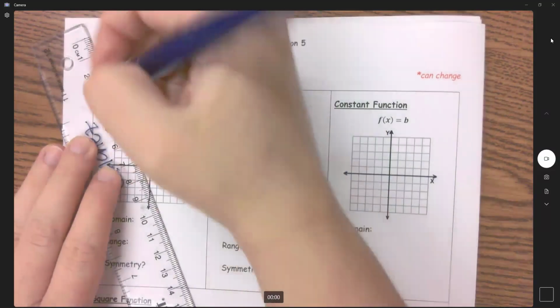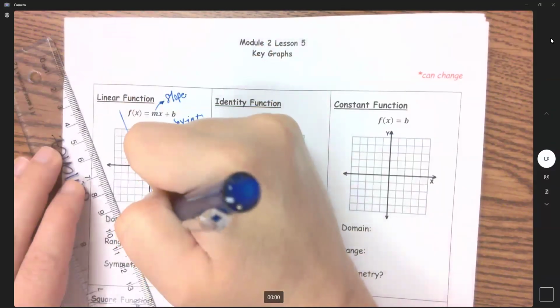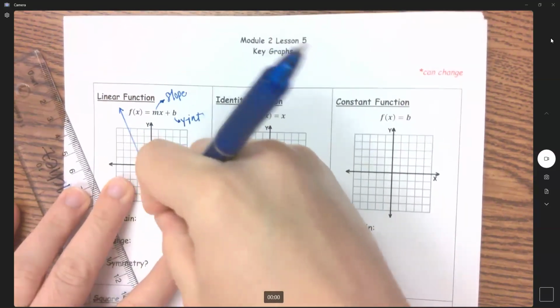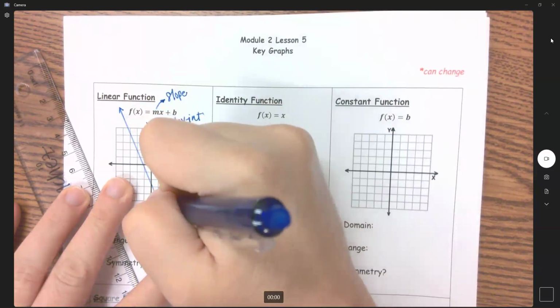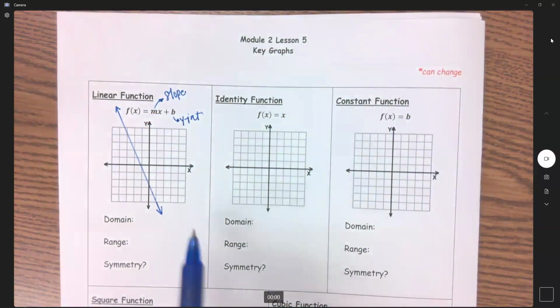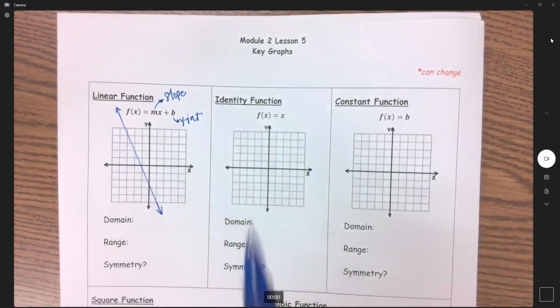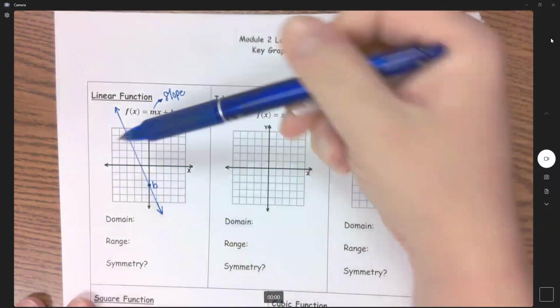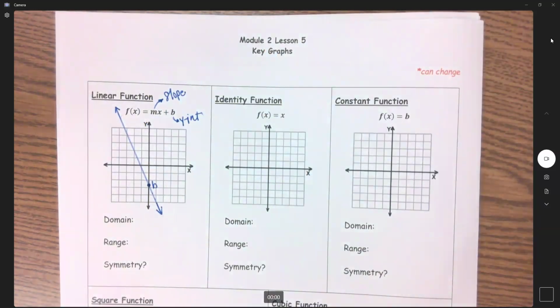So I'm just going to graph some random line right here. I'm going to make it a decently steep slope. That's a little bit nicer. Okay, so there is my graph. So it's crossing at this y-intercept right here. This is my b. And then we're going to have whatever slope we have. So this one, we have a pretty negative slope going on here.